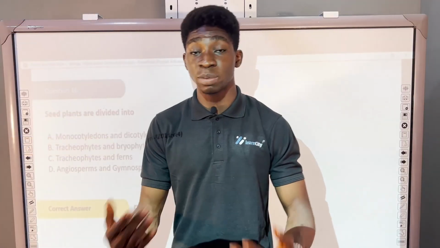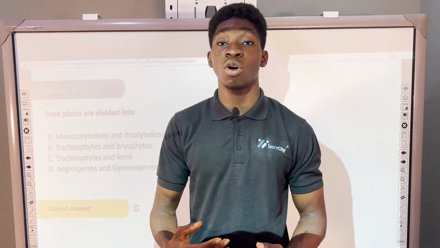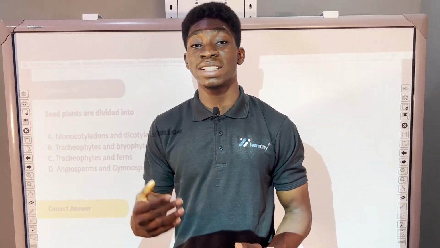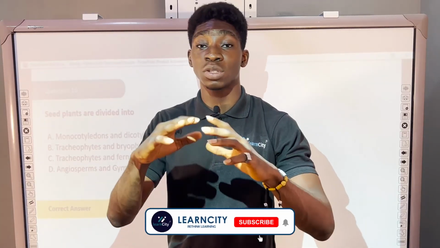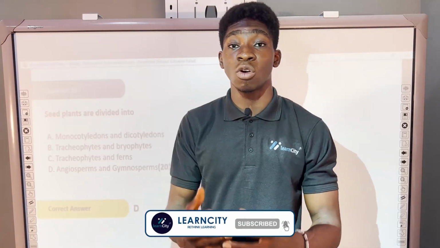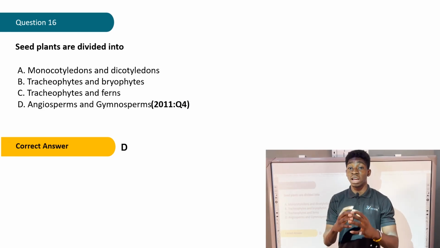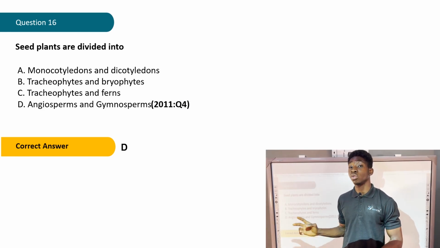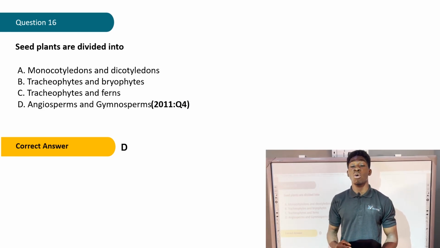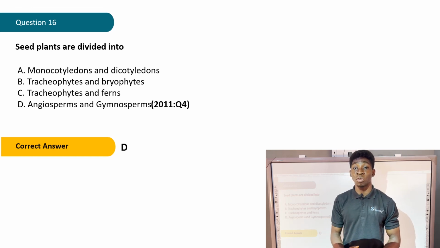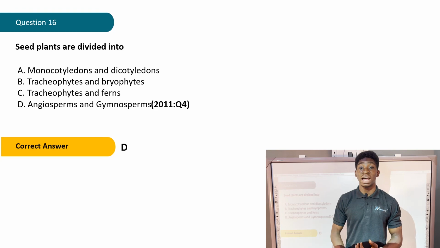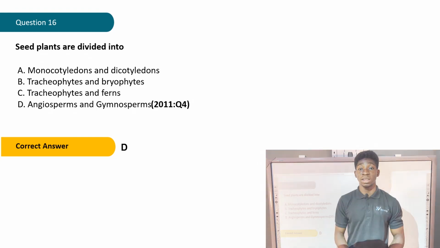Gymnosperms are also seed-bearing plants, but what they bear is what we call naked seeds. Naked seeds means they are not covered, they are just exposed. While the angiosperms bear covered seeds. So those two groups of plants are what we call the seed-bearing plants, and they are under what we call Spermatophyta. And Spermatophyta is under the phylum Tracheophyta.